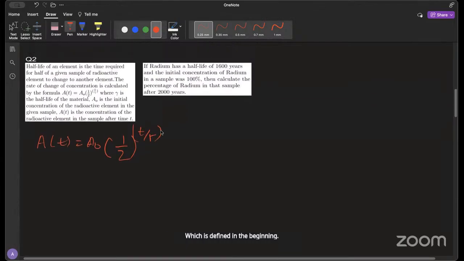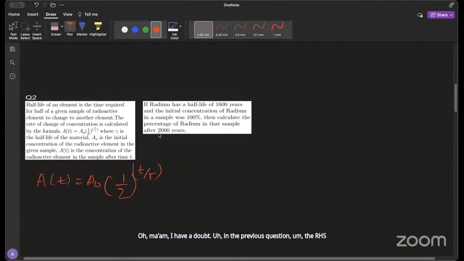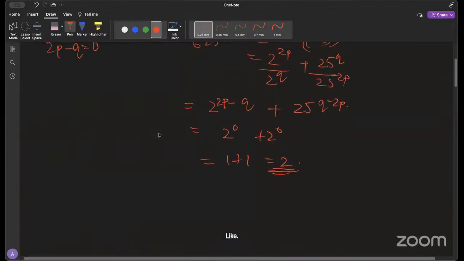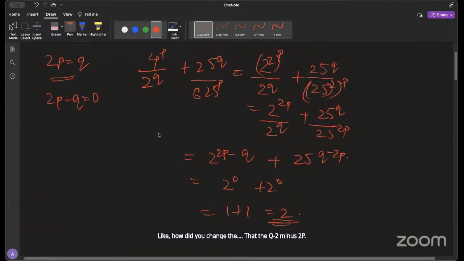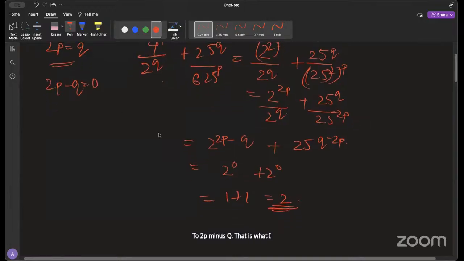Ma'am, I have a doubt. In the previous question, the RHS of the equation, how did you change that q minus 2p to 2p minus q? This is 2p minus q here, which is 0. And if you just put a negative sign on both sides of this equation, we get this. Is that clear now?